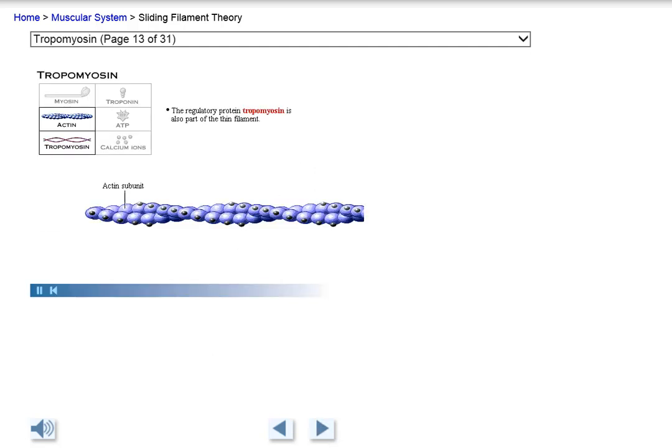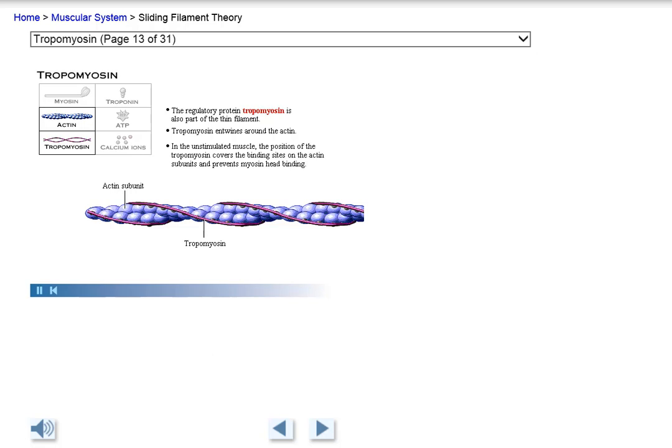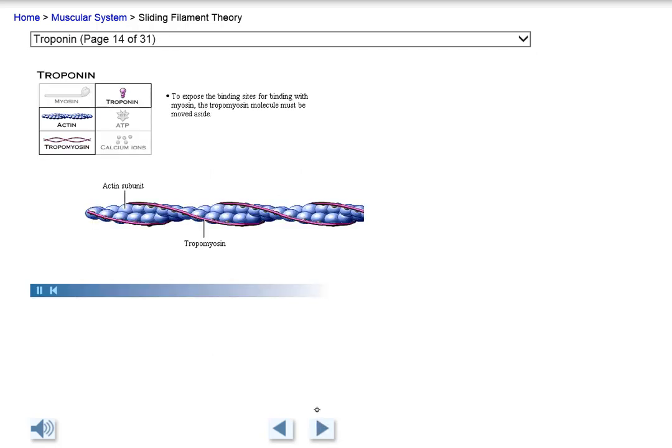The regulatory protein tropomyosin is also part of the thin filament. Tropomyosin entwines around the actin. In the unstimulated muscle, the position of the tropomyosin covers the binding sites on the actin subunits and prevents myosin head binding. To expose the binding sites for binding with myosin, the tropomyosin molecule must be moved aside. This is facilitated by the presence of a third molecular complex called troponin. Troponin is attached and spaced periodically along the tropomyosin strand.